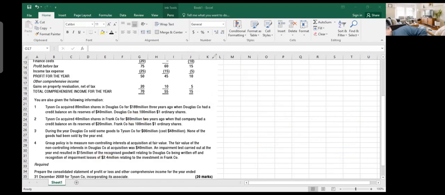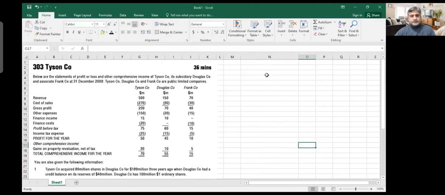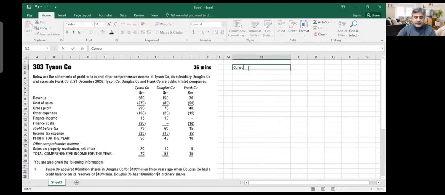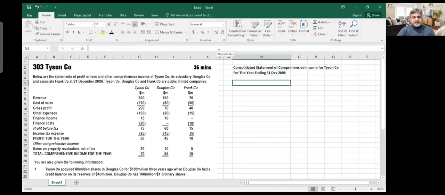So we did some discussion. Now let's start doing the workings. Now we know that when we make this statement of profit and loss, let me call it consolidated statement of comprehensive income for Tyson company for the year ending 31st December 2008. First line is always revenue, second line is cost of sale, third line is gross profit. Then if you have other income, we don't have other income, we have other expenses. Then we have got finance income.